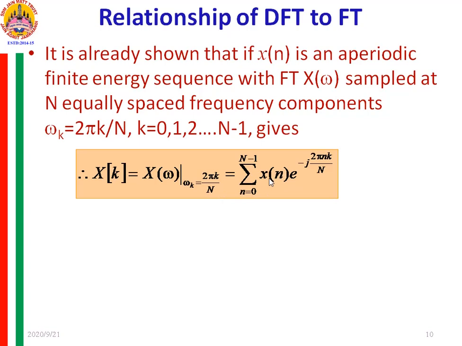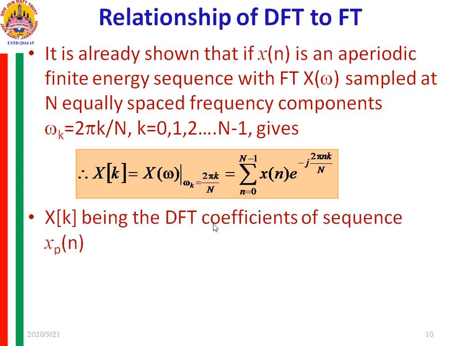So now x of n is a finite duration sequence whose length is either capital N or less than N, and then the expression is summation n from 0 to N minus 1 x of n e raised to minus j 2 pi n k by N. So if omega k is 2 pi k by N, then in the equation of Fourier transform e raised to minus j omega n, omega is replaced with 2 pi k by N. So they are directly related with each other, this DFT Xk and the Fourier transform X omega, by just replacing omega with omega k equal to 2 pi k by N.